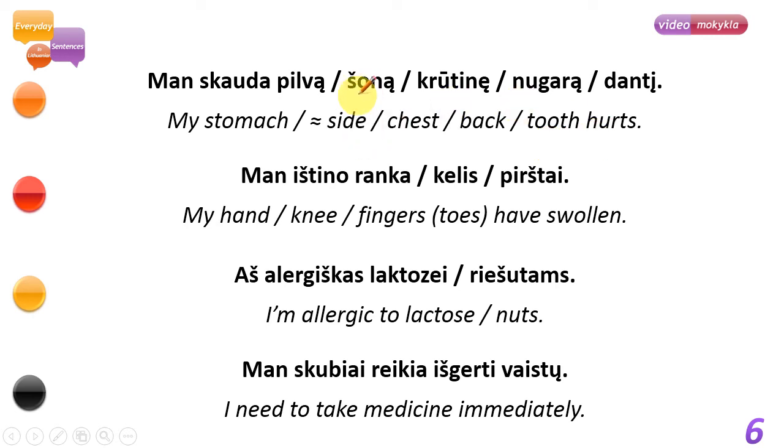Well, what's šonas? Šonas means a side of an object, for example, or the side of your body, for example your ribs, or the side of your stomach. So when you've got pain in the side of your body, like kidney pain or some other pain in the main part of the body, not in legs, not in arms, but in the main part where the belly, the lungs and the kidneys are, you can say man skauda šoną. You're not sure whether it's the kidneys or something else that hurts, but you can say man skauda šoną, my side hurts. So I hope you understood this.